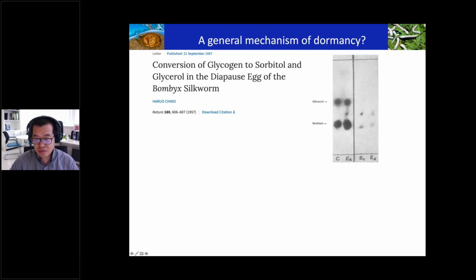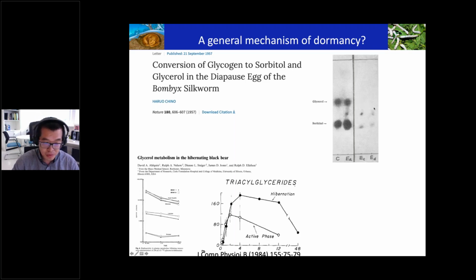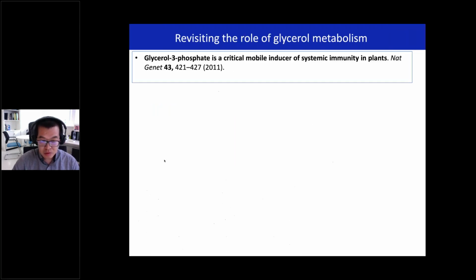And during diapause, it's basically like hibernating for this animal, and they store glycerol. And when they exit diapause, this glycerol is gone. And of course, in the hibernating black bear, if you measure their metabolism, the only active one is glycerol metabolism during hibernation. It's not really glycolysis. And glycerol-3-phosphate is also used as a mobile inducer of systemic immunity in plants.